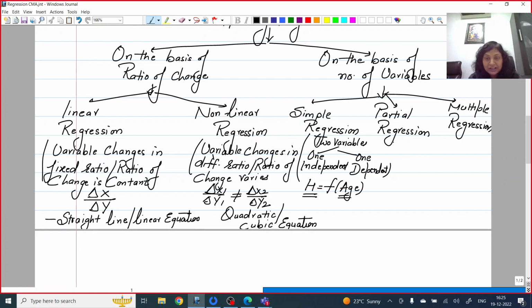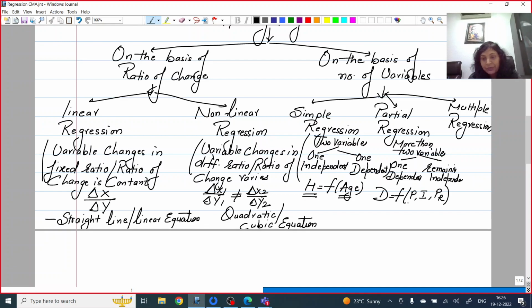In case of partial regression, we have more than two variables, in which one is dependent and the remaining are independent. So we can say demand is a function of price, income, and price of related goods. Here price, income and price of related goods are all independent and demand is dependent. But we are considering demand as a function of price only, taking income and price of related goods constant. So this is called partial regression.